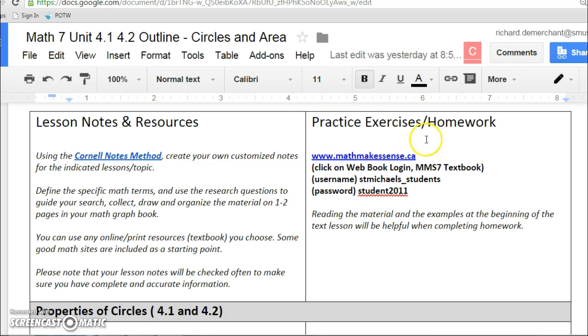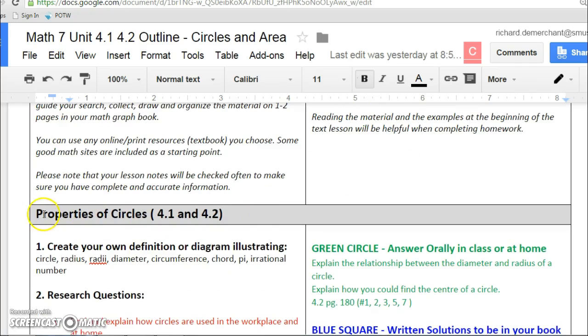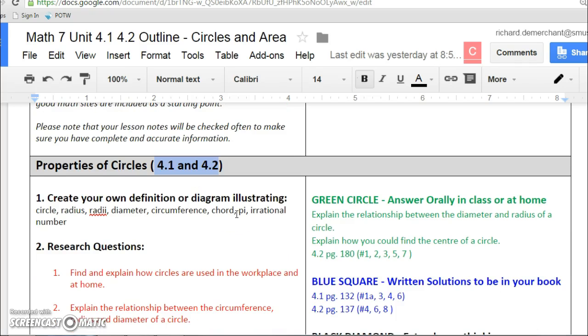Also at the top part of the page is the link to the Math Makes Sense textbook, which can be logged on online, with the username and password. Also, as we go down the page, we can find properties of circles. So the first two units deal with properties of circles, and they're 4.1 and 4.2. Math Makes Sense follows a scheme where the 4 is the unit number and the subsection is the second number, the tenths place, if you like.